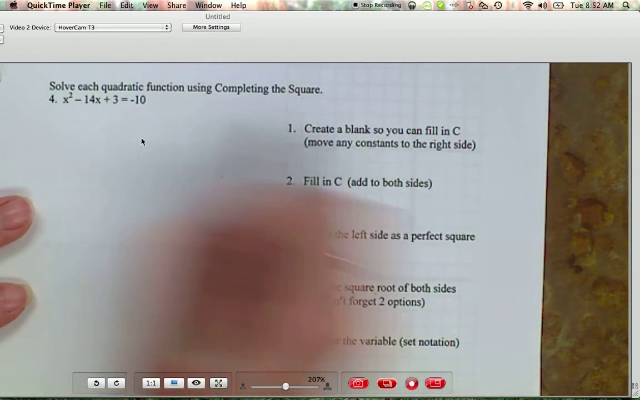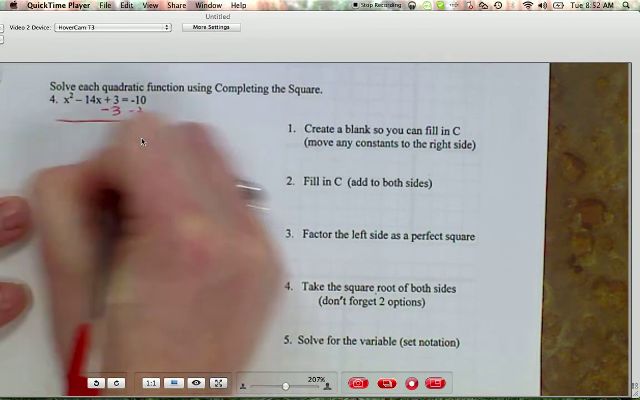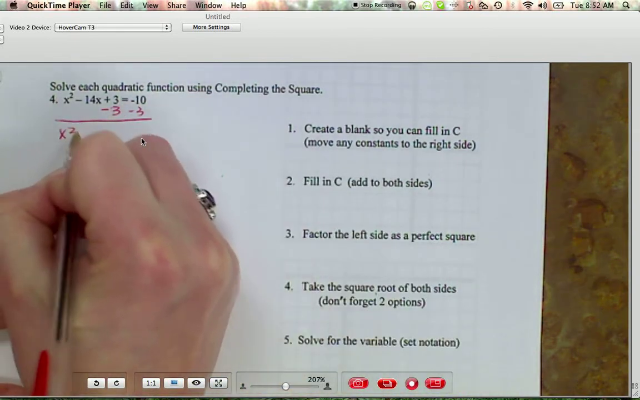So we've got to move this constant to the other side. So we'll subtract 3 to move that to the other side. We get x squared minus 14x.